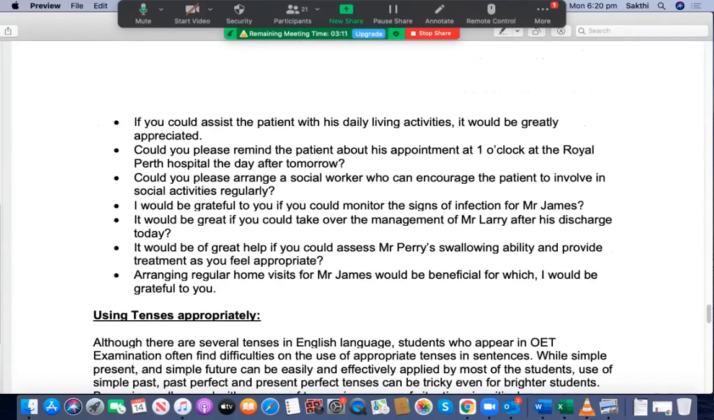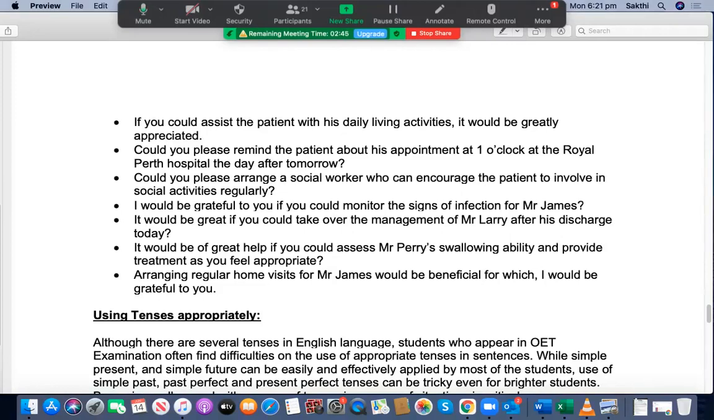Look at this one. If you could assist the patient with his daily living activities, it would be greatly appreciated. What happens if I reverse this sentence? If I put "it would be greatly appreciated" in the beginning, then I should not place a comma here. If I write it down like "It would be greatly appreciated if you could assist the patient with daily living activities," there should be only one full stop in this sentence. There shouldn't be any commas.